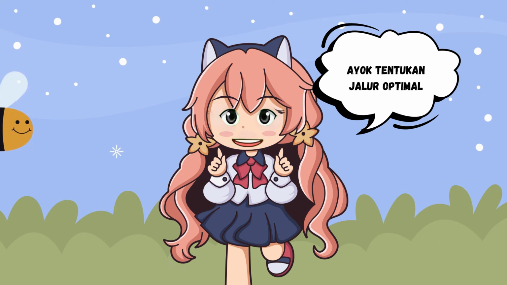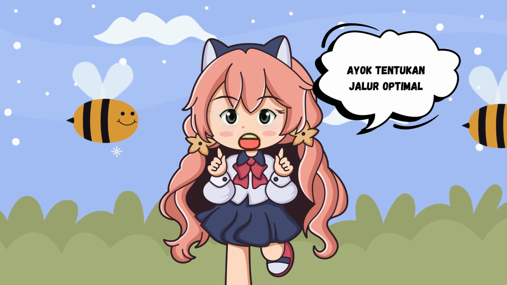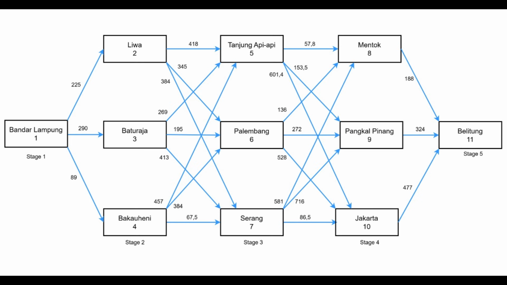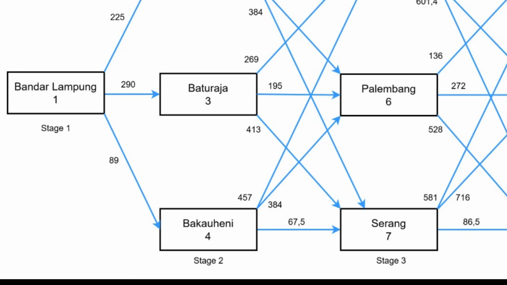Next, we will calculate the optimal route determination. In this section, we simply retrace these decisions marked with a star. First, Stage 1, which is Bandar Lampung, has 3 city options for the next destinations. After adding the result from the previous stage, the shortest distance is 720 kilometers, which is from City 1 to City 4, namely Bakauheni. Proceed to Stage 2.